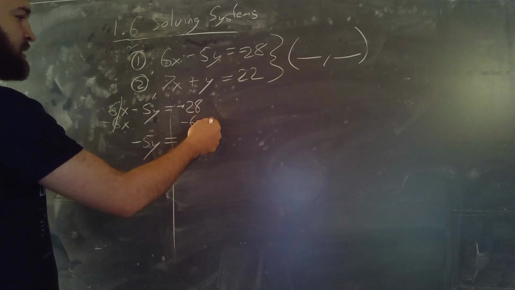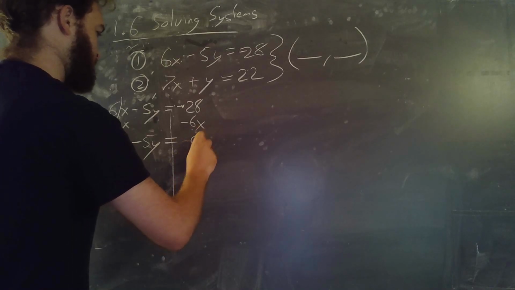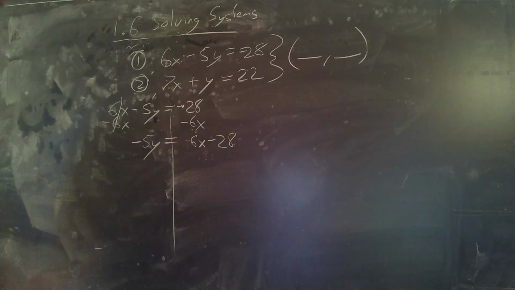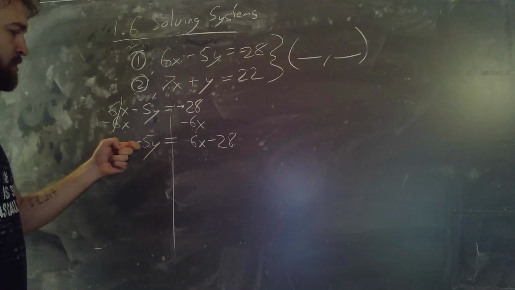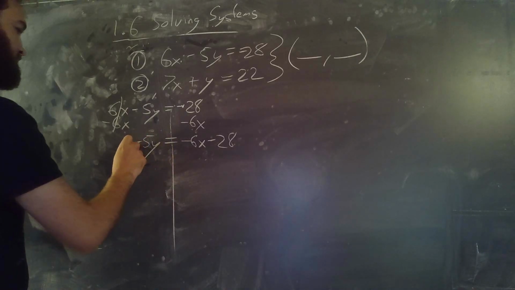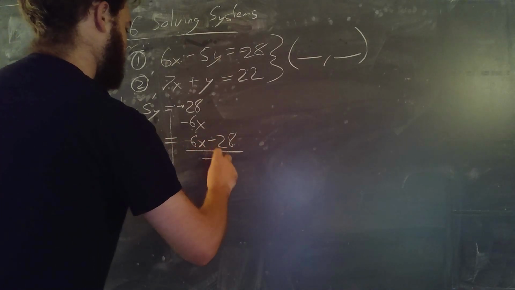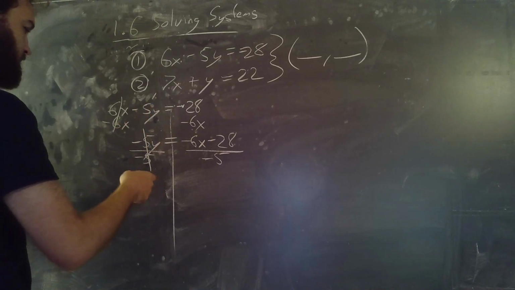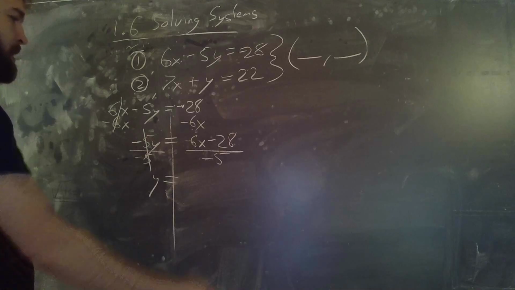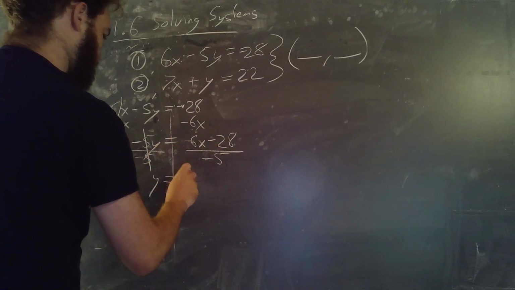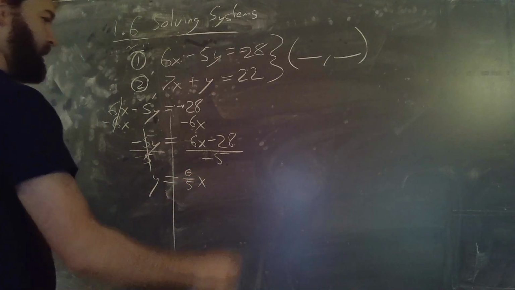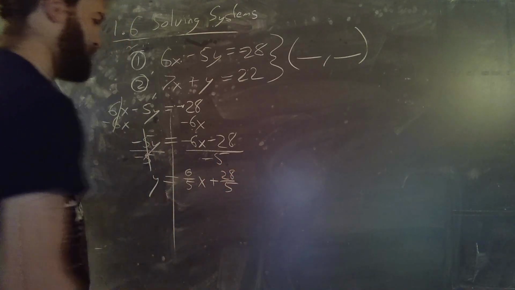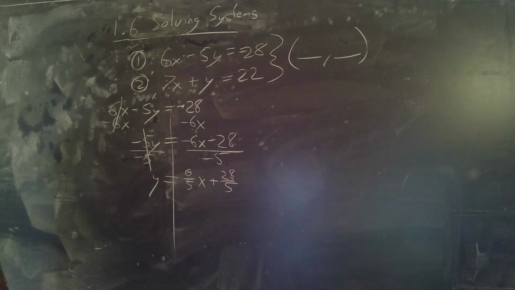Now notice that a constant and an x term do not interact with each other, so we just write down what we have: negative 6x minus 28. Then I'm going to treat this like it was just a number times a variable equal to another number. So I divide both sides by whatever that number happens to be. That has the effect of canceling the number from the left. Canceling by division makes 1, so that's 1y equal to negative 6 divided by negative 5, which is positive 6 fifths x. And then we'll have negative 28 divided by negative 5, which is positive 28 divided by 5.